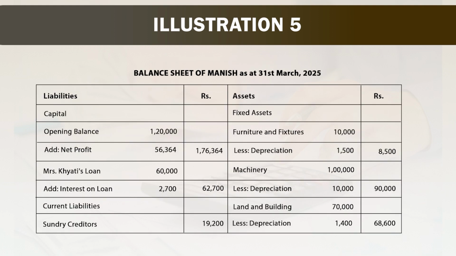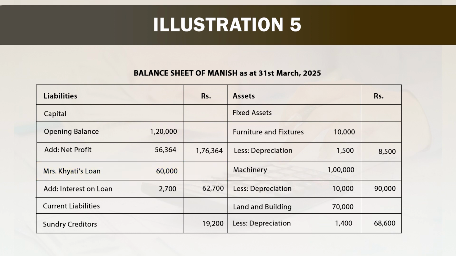Now, we will prepare the balance sheet of Monies as at 31st March 2025. First of all, we will see all the items of liabilities side. First, we will see capital. Opening capital is given to us 1,20,000 rupees. Profit which we have earned during the year is 56,364. We do not have any drawing. Therefore, we will write the net amount, that is 1,76,364. Then we are having loan of Khyati, that is 60,000 rupees.